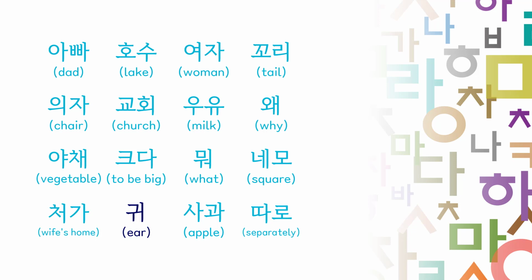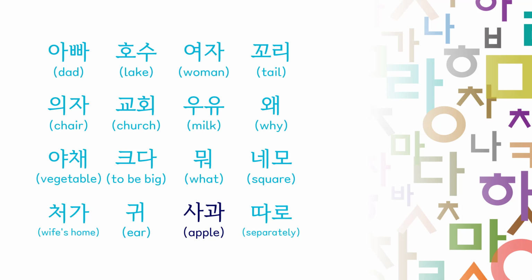Next, we have 귀, 귀. And this means ear. And it uses the consonant 기역 with a vowel 위. So this is 귀. Next word is 사과, 사과. And this means an apple.